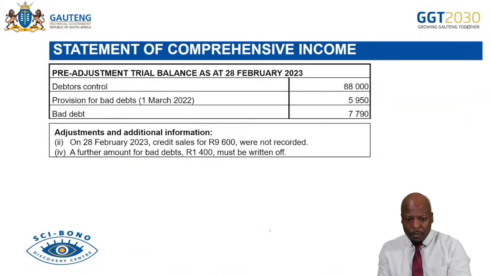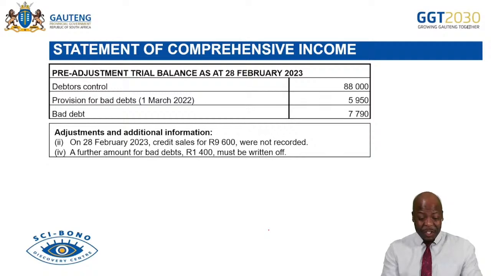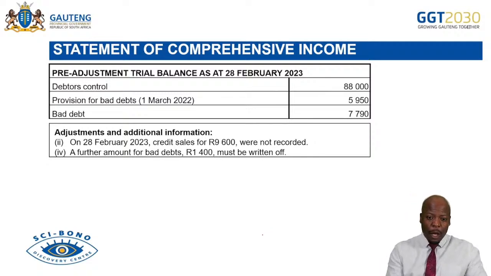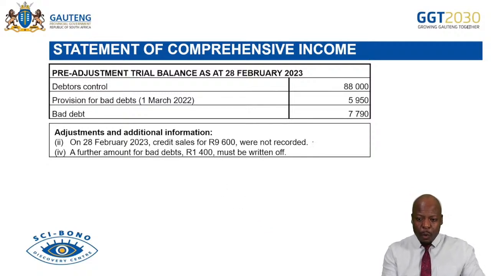Okay. Then the next one, the next adjustment. Are we good? All right, let's continue. Our next adjustment then says, on 28 February, credit sales, remember, we have dealt with this one. A further amount of bad debts of 1.4 must be written.